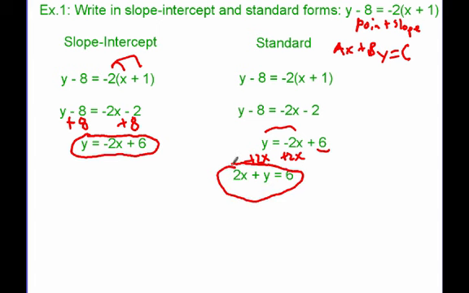So when I want to turn something into slope-intercept form, I want to get y by itself. When I want to turn something into standard form, I want to get the constant by itself. I want to get x and y on the same side.